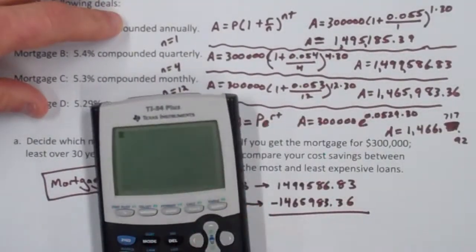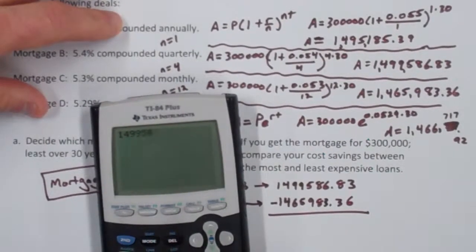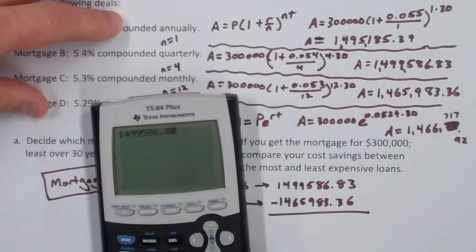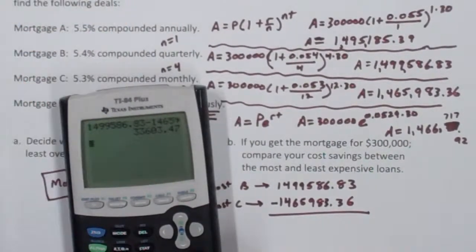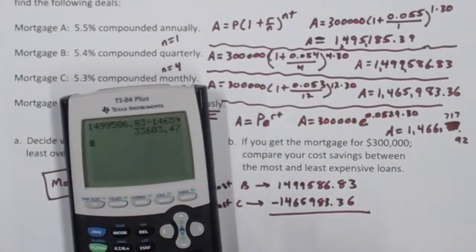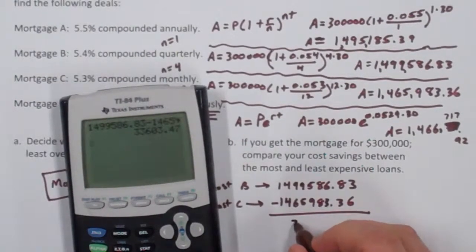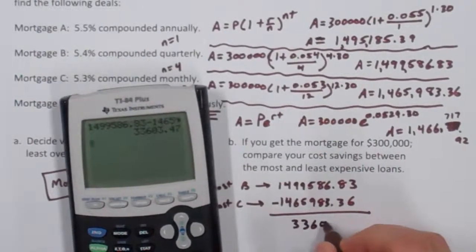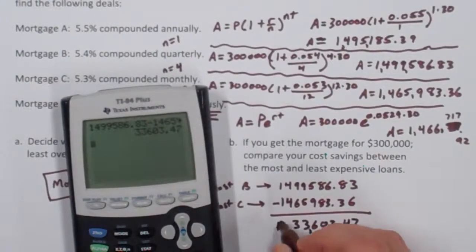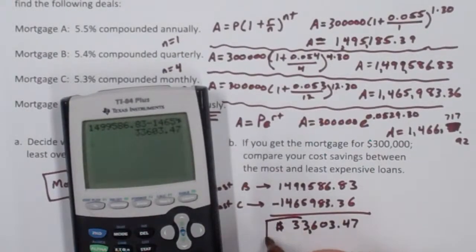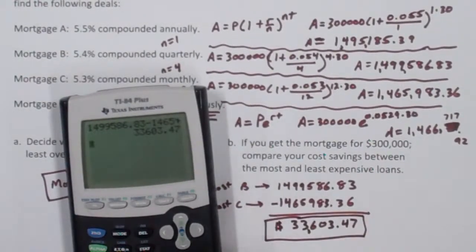And we'll just use our calculator to type that in. 1,499,586.83 minus 1,465,983.36. And you can see that we end up here with 33,603.47. So the amount that we've saved is quite a decent chunk of money.